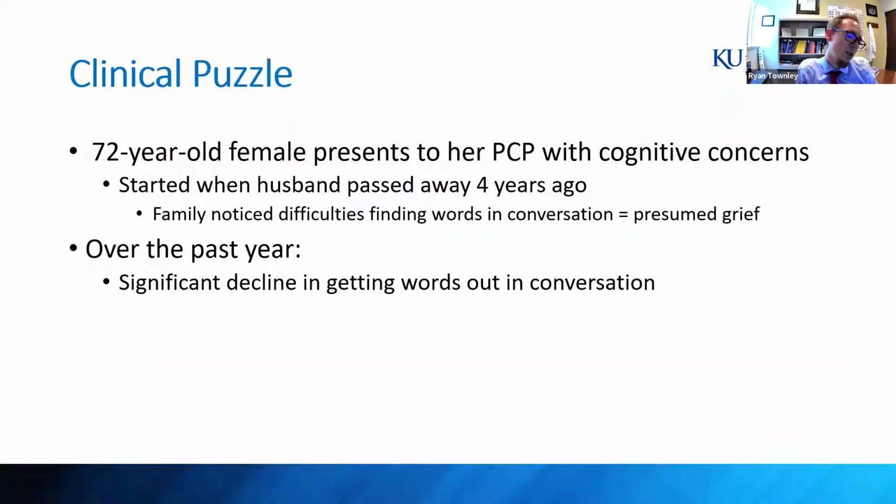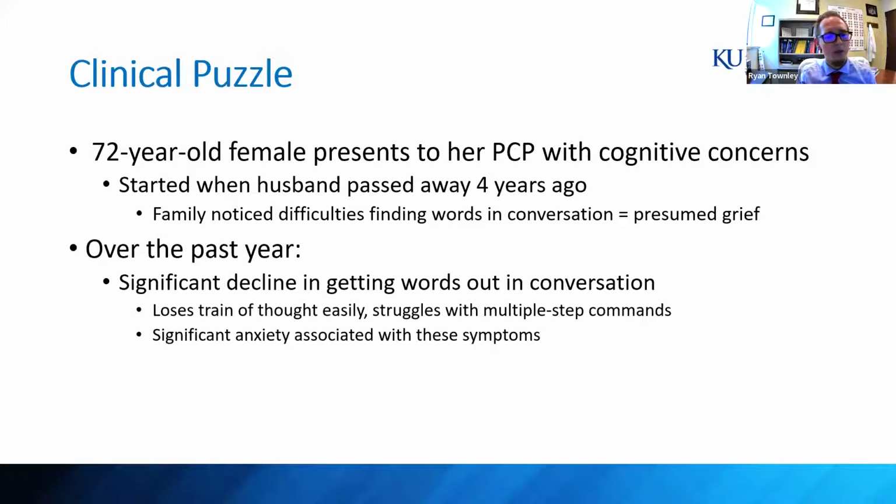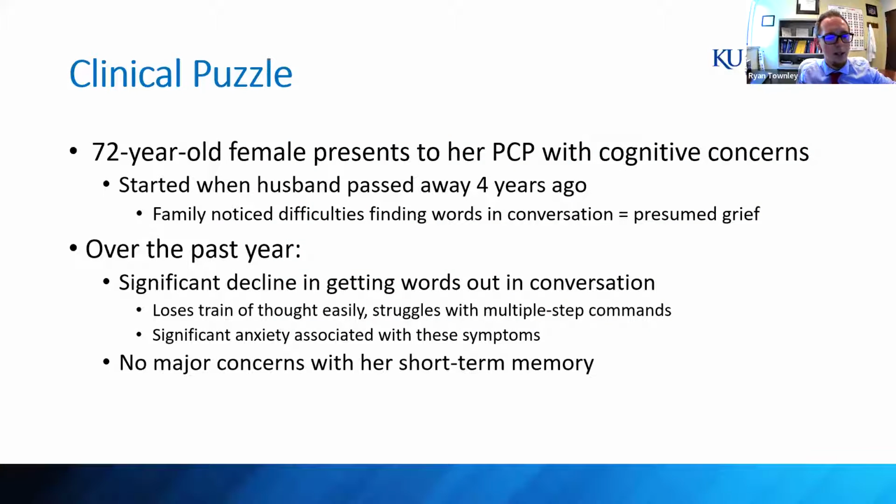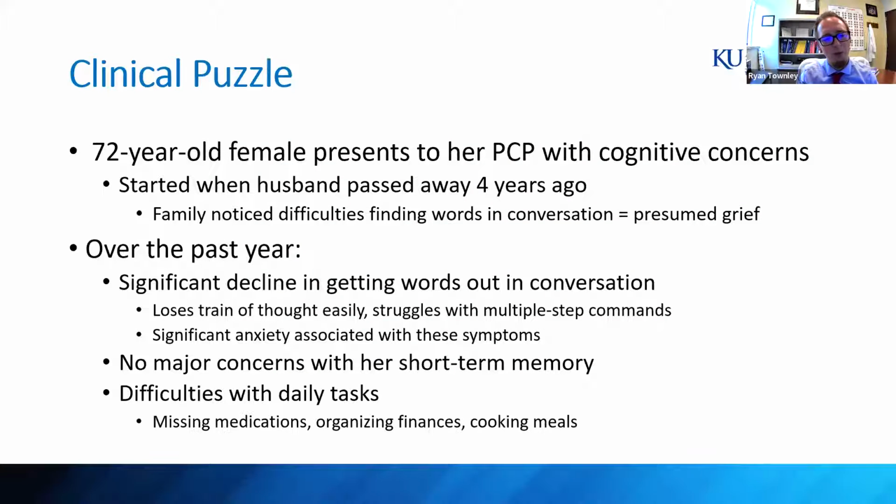Things were mild over about 3 years, but over the past year, there's been significant difficulty getting words out in conversation. She's losing her train of thought easily, struggling with multi-step commands, and having significant anxiety. There are no major concerns with short-term memory here, but she is having some difficulties with daily tasks. We're starting to paint a picture of some early dementia going on, but what's causing it?